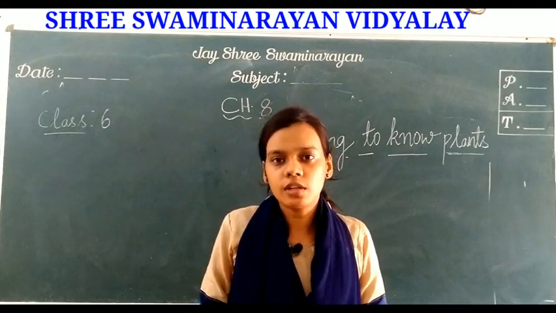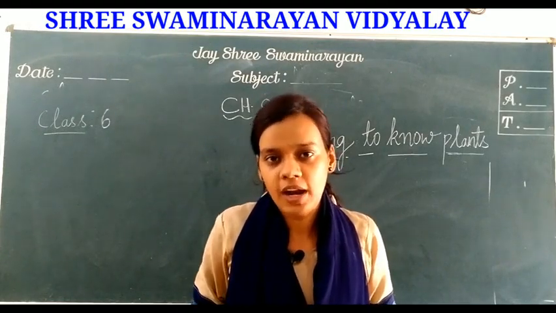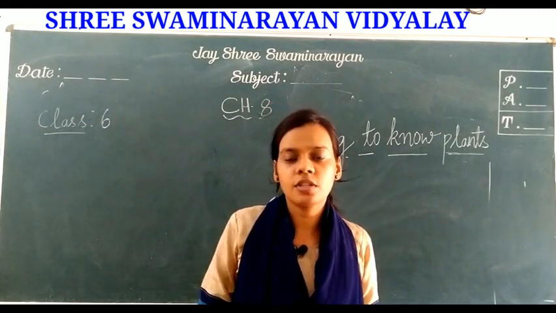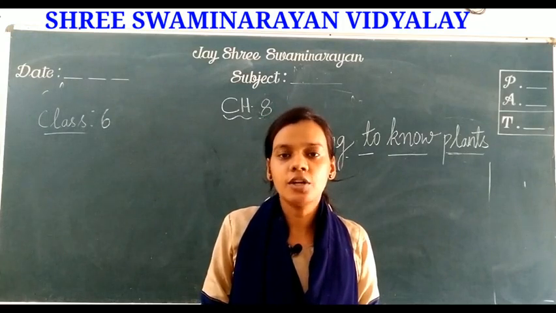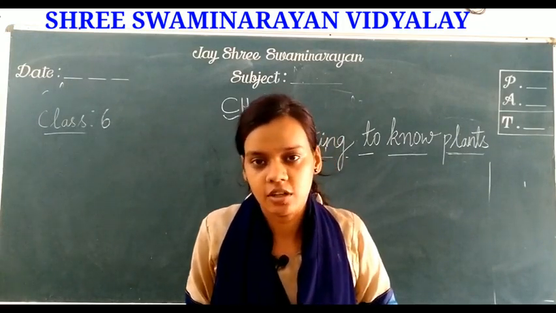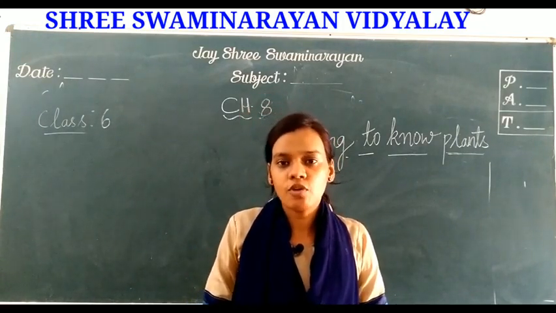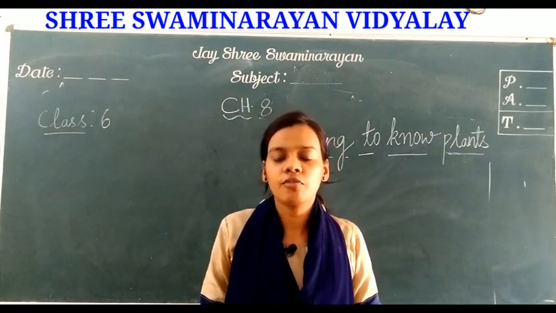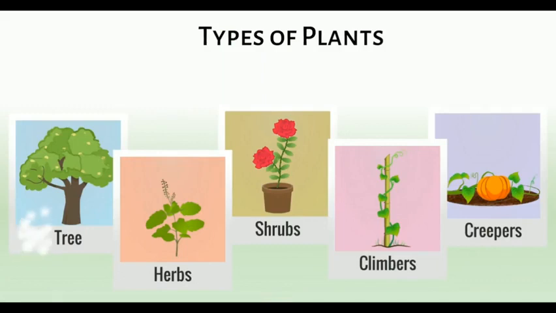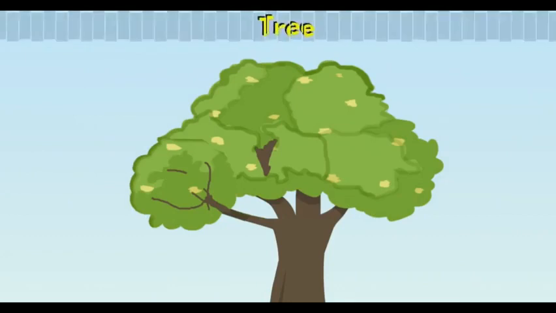As you have observed, there are 3 categories of plants, that is herbs, shrubs and trees. Their characteristics are different from each other. There are 2 more types of plants, that are creepers and climbers. We will see trees, herbs, shrubs, climbers, creepers, etc. Let's learn about them. Trees.